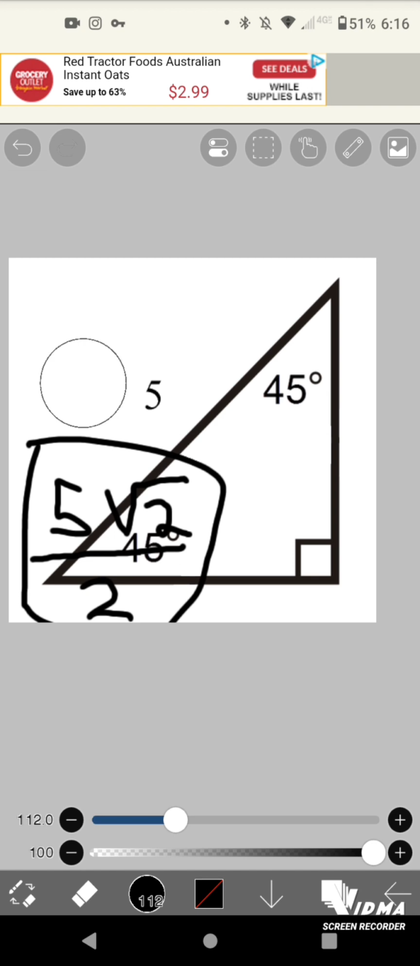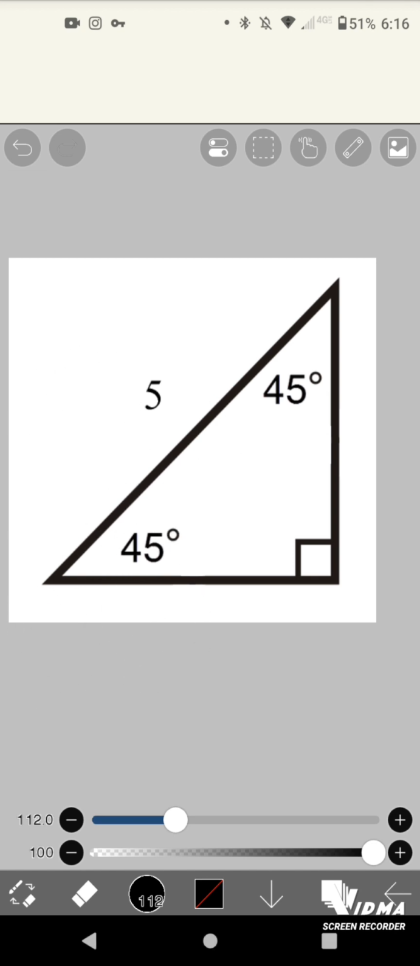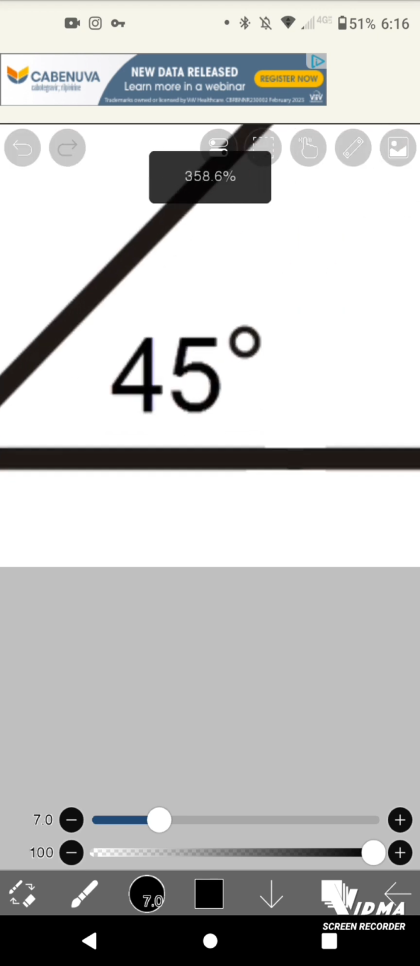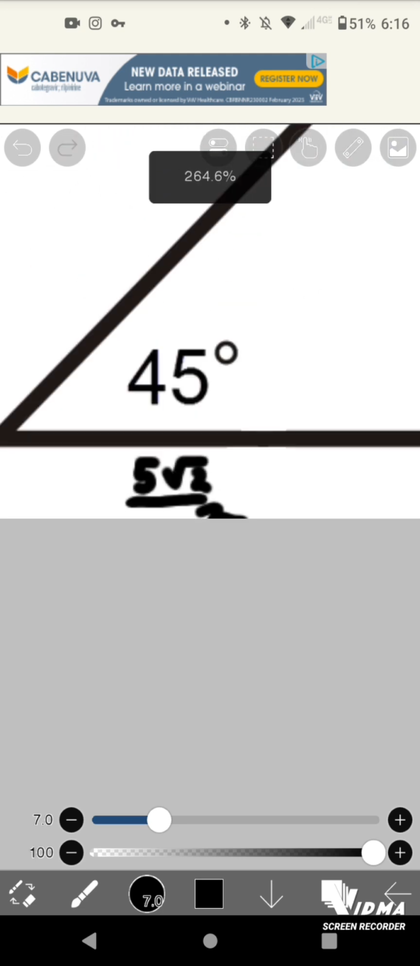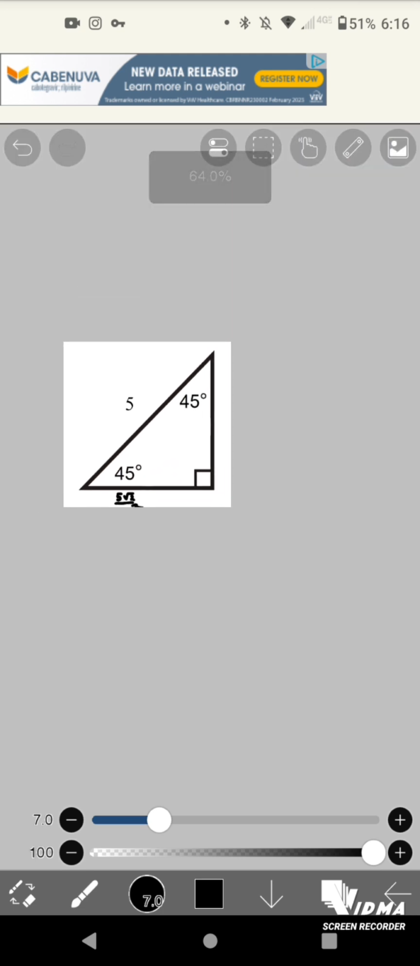That looks ugly, I'm sorry. Square root 2 over 2. There we go, good enough. And so that's how you do that for a 45, 45, 90 triangle.